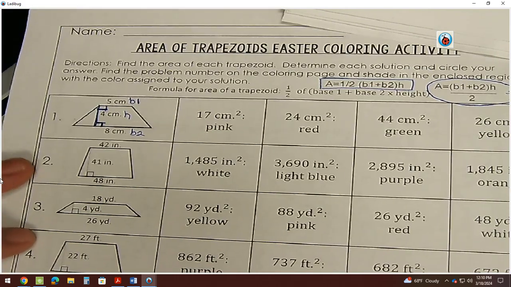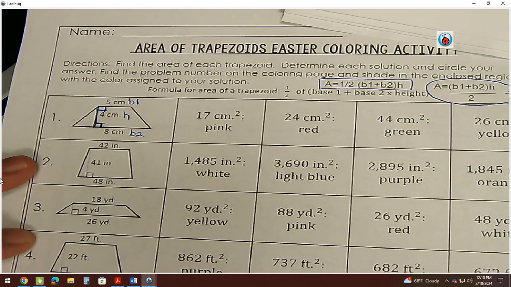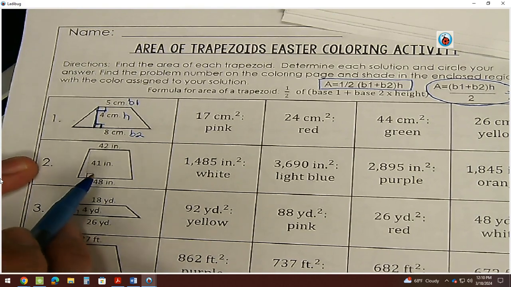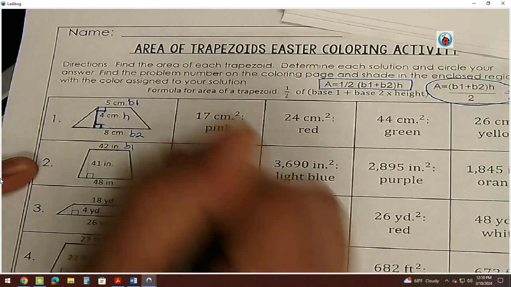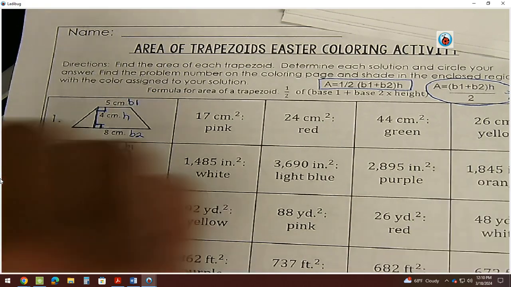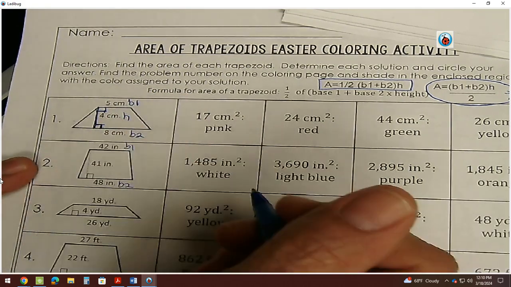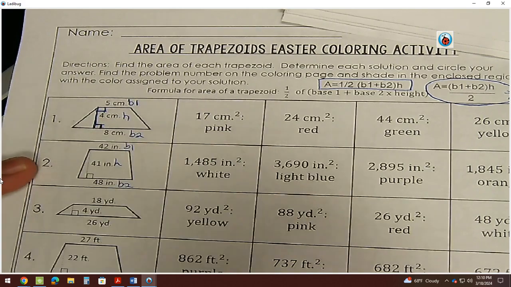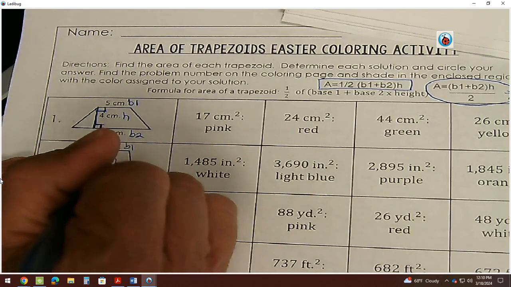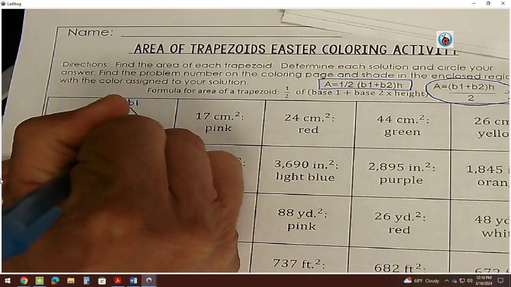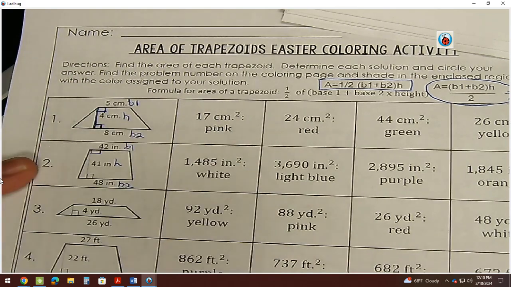Who's the base 1 and number 2? 5 centimeters. Who's base 1? 42. Who's base 2? 48. Who's the height? 41. And why is the height 41? Because it formed the right angle. Right here on the top, it forms one, and right here on the bottom, it forms another one. Height and base have to form a right angle. If not, you have the wrong height.